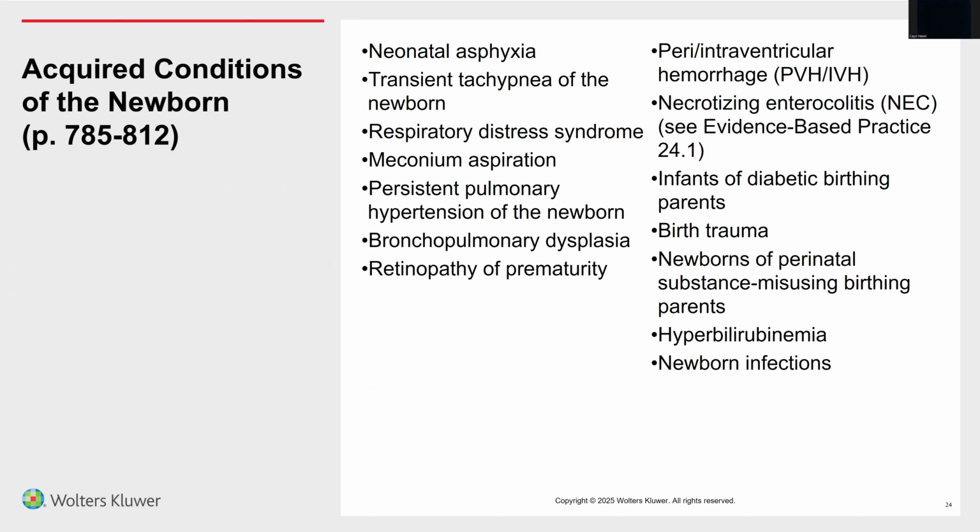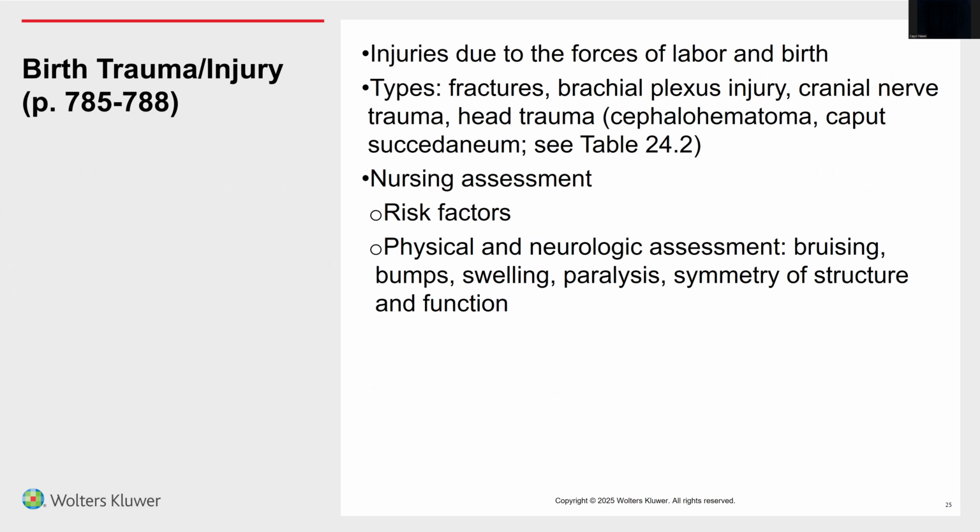Now we're going to go into the acquired conditions of the newborn. Things that we're going to talk about include neonatal asphyxia, transient tachypnea of the newborn, respiratory distress syndrome, meconium aspiration, persistent pulmonary hypertension of the newborn, bronchopulmonary dysplasia, retinopathy of prematurity, peri and intraventricular hemorrhage, necrotizing enterocolitis, infants of diabetic birthing parents, birth trauma, newborns of perinatal substance misuse of the birthing parents, and then hyperbilirubinemia and newborn infections. So the first thing we're going to start out with is birth trauma and injury.